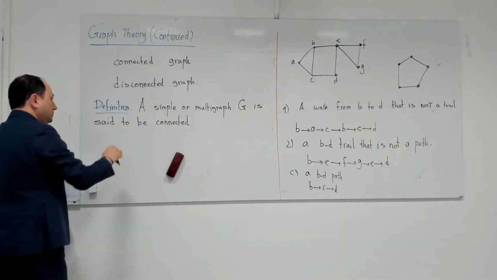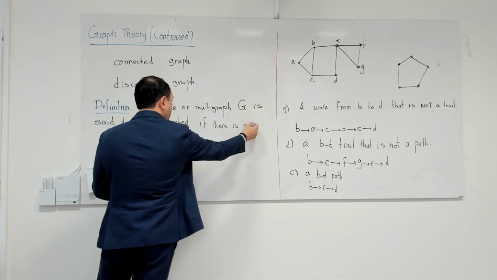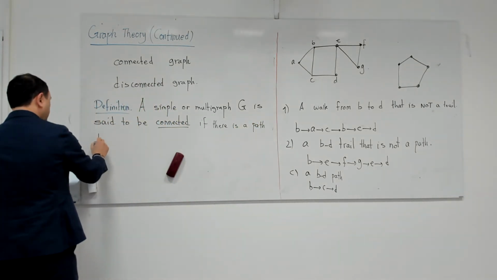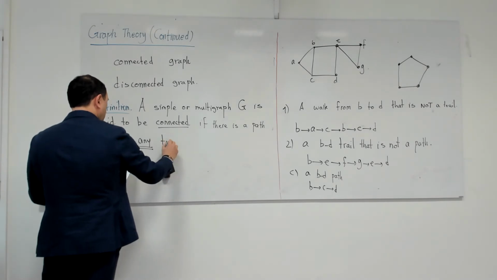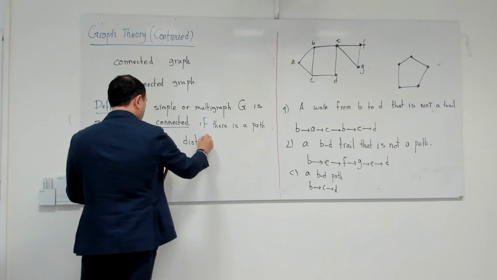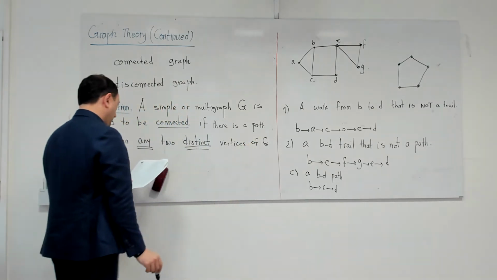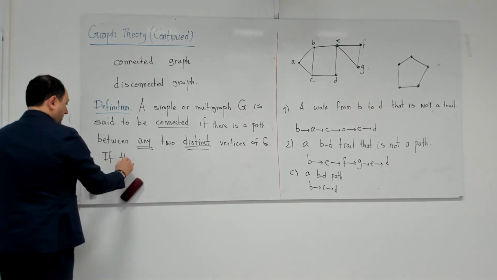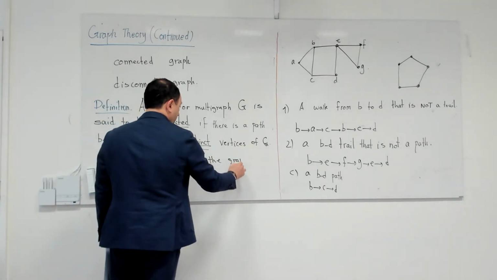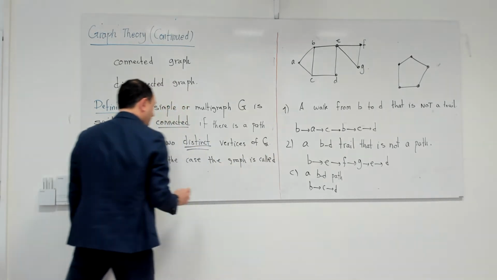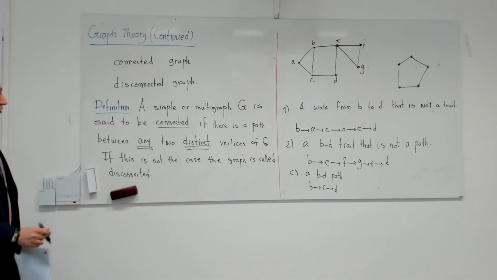So a simple or multi-graph G is said to be connected, so this is the word that you need to know, if there is a path between any two distinct vertices of G. If this is not the case, the graph is called disconnected. Okay? Let me underline these words.